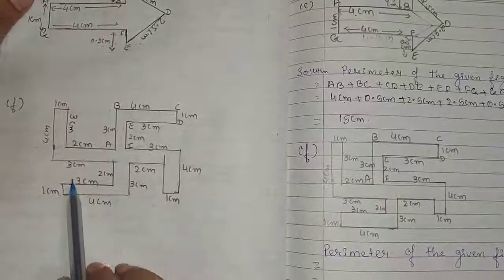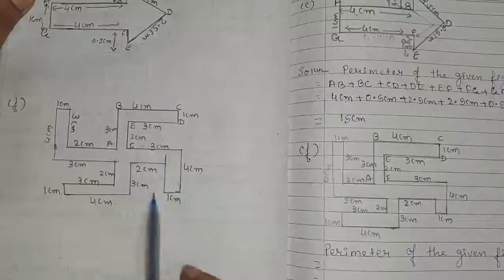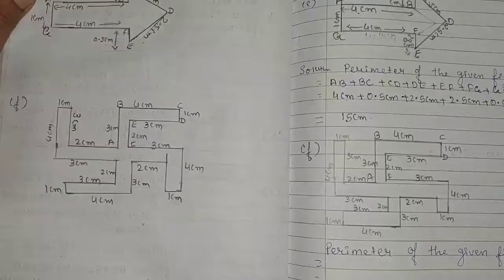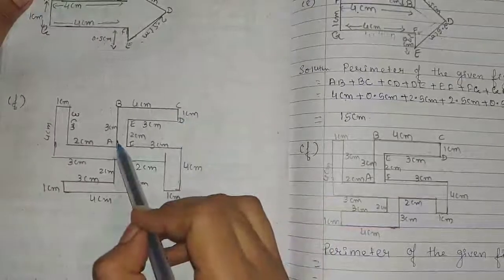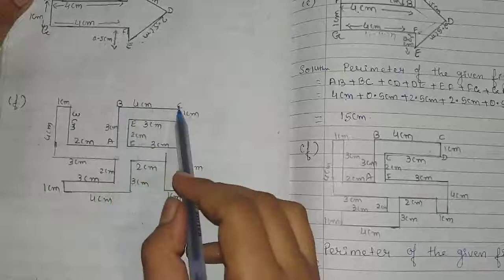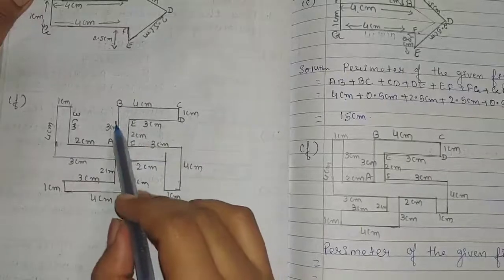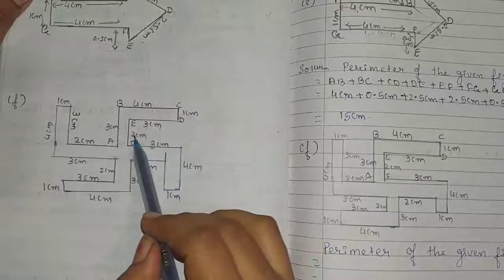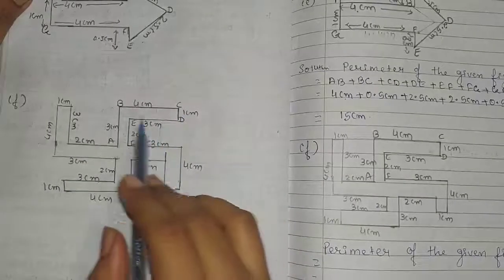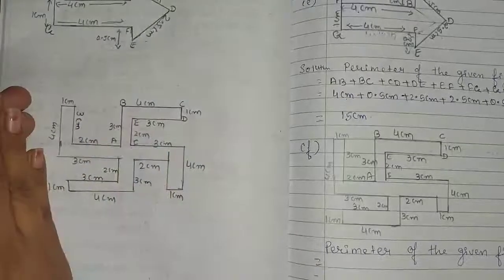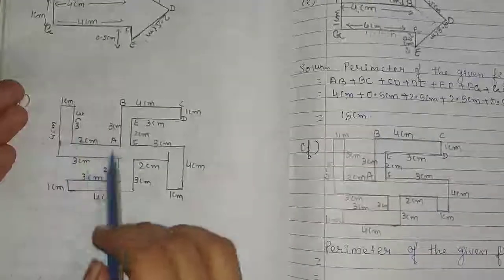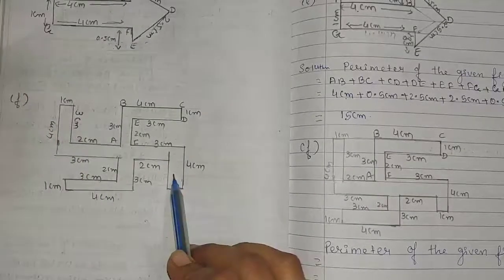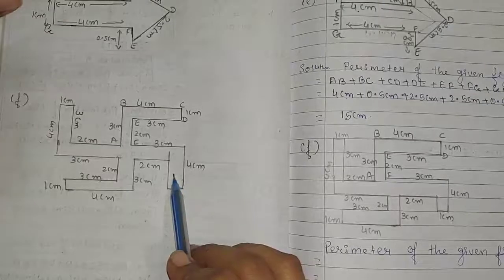Students, this is the shape given in the question. Now how to find the perimeter of this combined shape? In this shape you can observe that the labels are A, B, C, D, E, F, where the lengths given are 3 centimeter, 4 centimeter, 1 centimeter, 3 centimeter, 2 centimeter and 3 centimeter. All the other 4 sides have the same lengths. Here also same lengths are there. Here also same lengths are there. So let us make this solution easy.